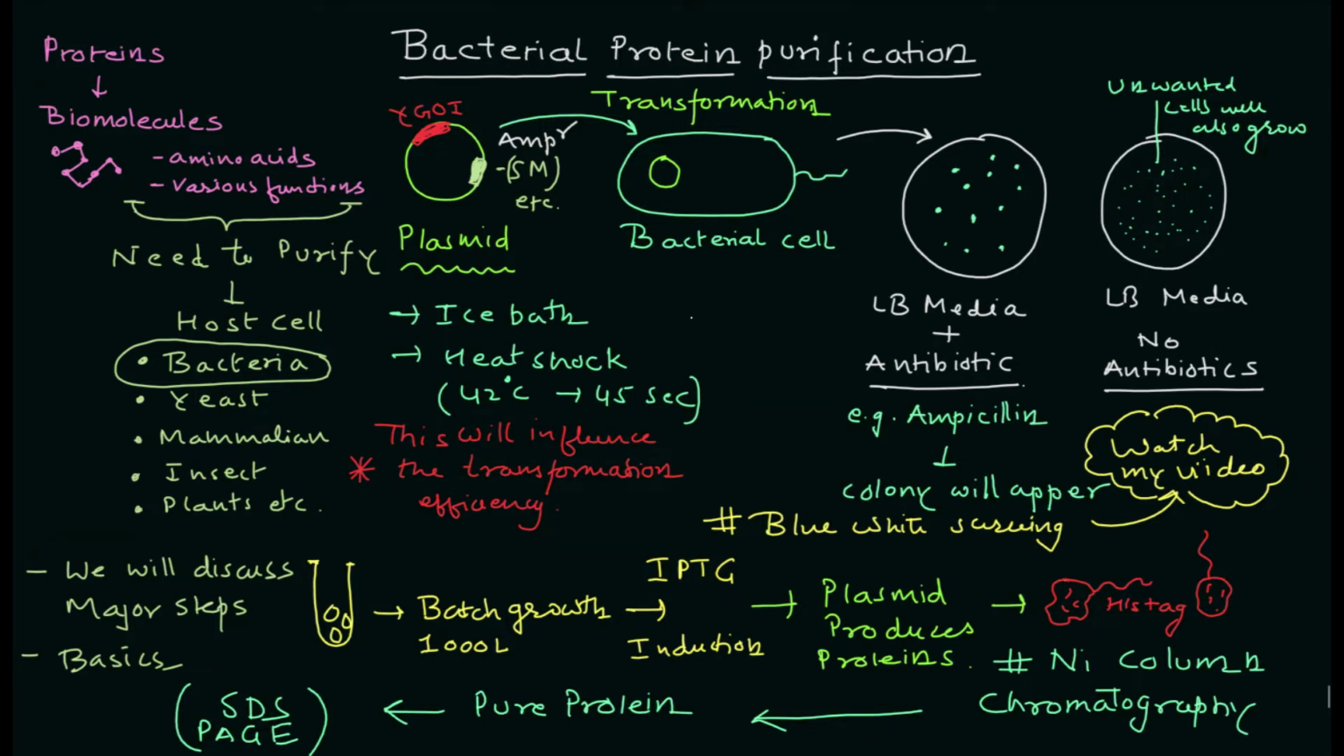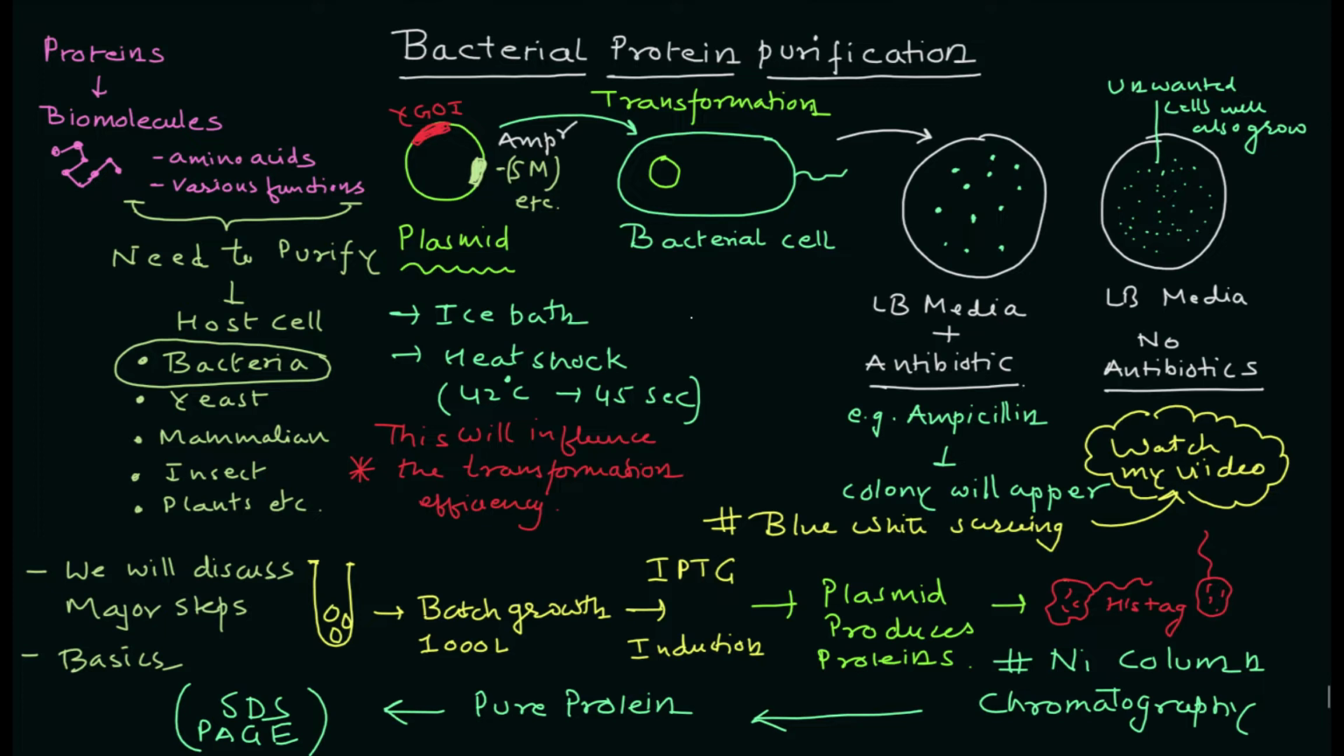If you have additional bands, then the protein is contaminated with other proteins. If you don't, and the size matches, that means the protein is being purified. So let's revisit some of the important steps.